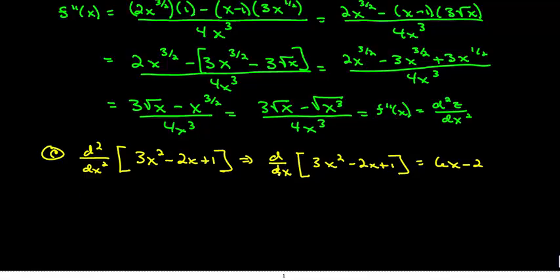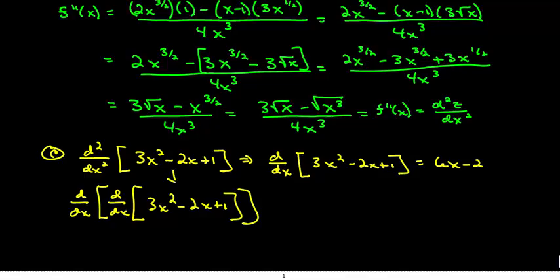And so that's this guy. And then what we need to do is differentiate again. So watch how I'm going to write this. This ugly mess is equivalent to this ugly mess. And we know that this inside ugly mess is equivalent to this. So I have just ddx of 6x minus 2, which we know is 6.